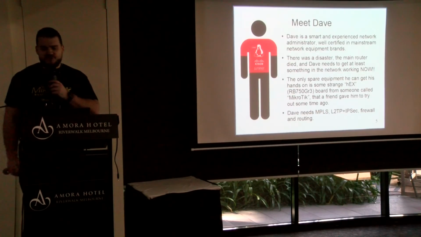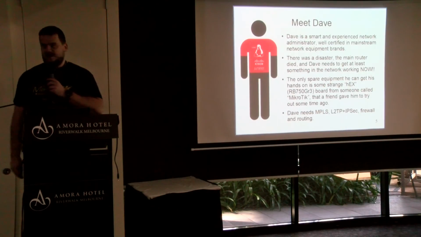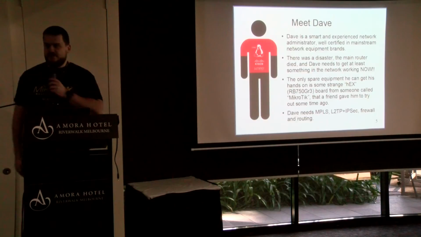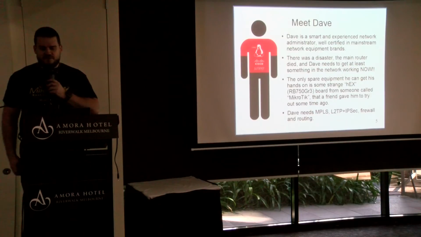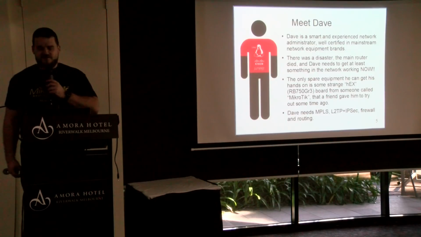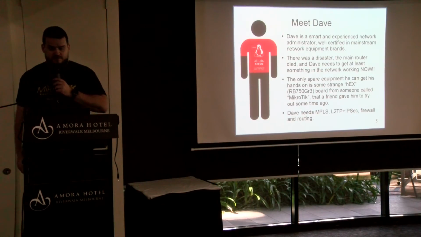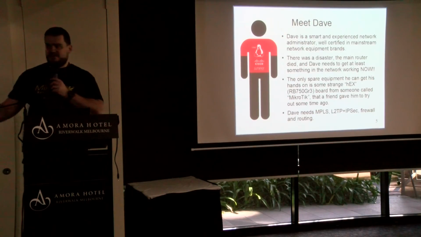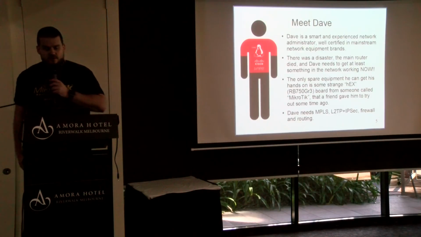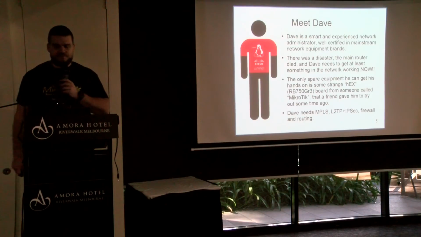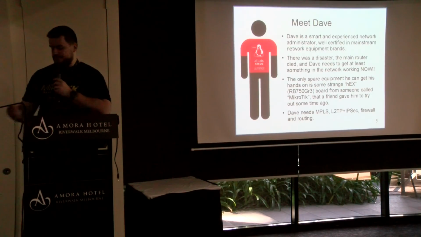So, as usual, there was a disaster. Main router died, and Dave needs to get at least some of the services going right at this instant. And of course, the only spare equipment that he can find on hand is a hEX, home Ethernet exchange device, 750G R3, from some company called MikroTik, that some friend gave him to try out. Dave needs some MPLS, L2TP plus IPsec, firewall and routing. So he gives the device a try.